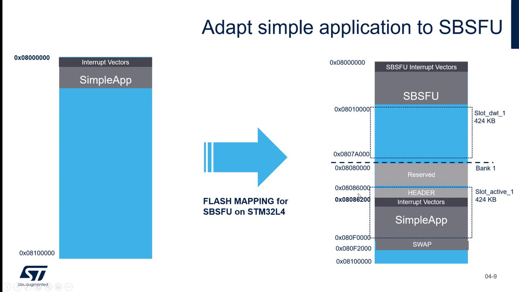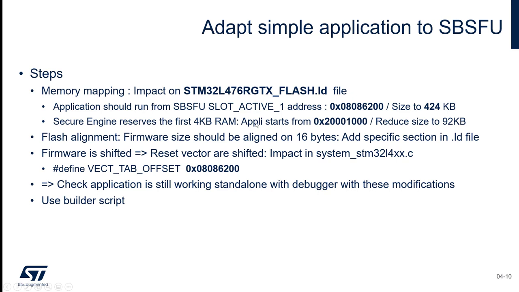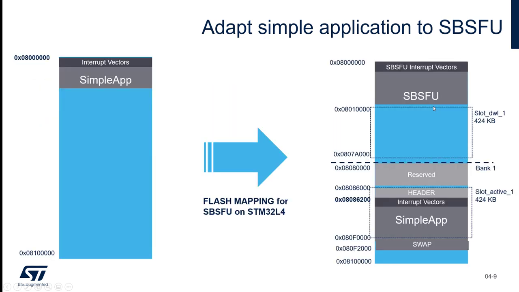So the application needs to be put 512 bytes later, 200 hexa offset from the beginning of the active slot. So this should be the new location of our simple application. So what we will do? First, we need to change the mapping from flash.ld to put the address of the beginning of the application, change the size also of the application. If we come back here, the size is 424.